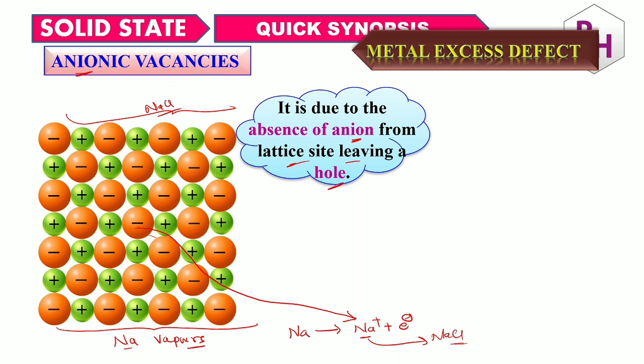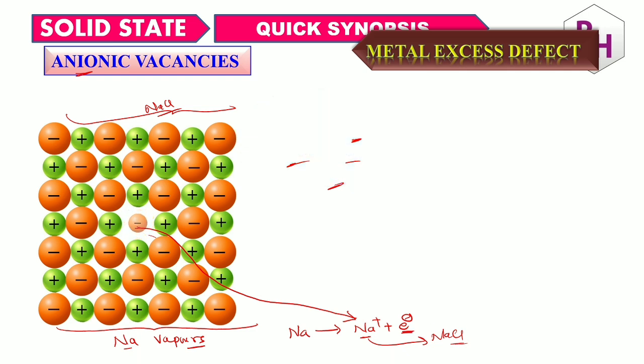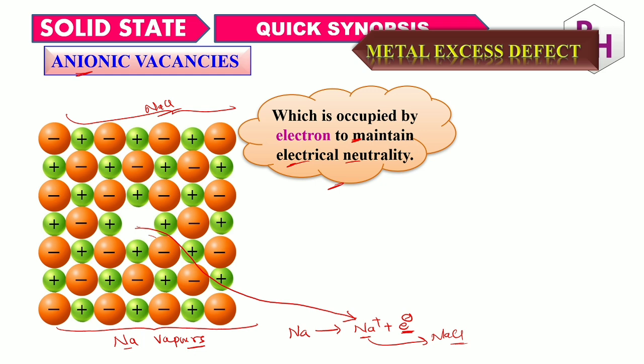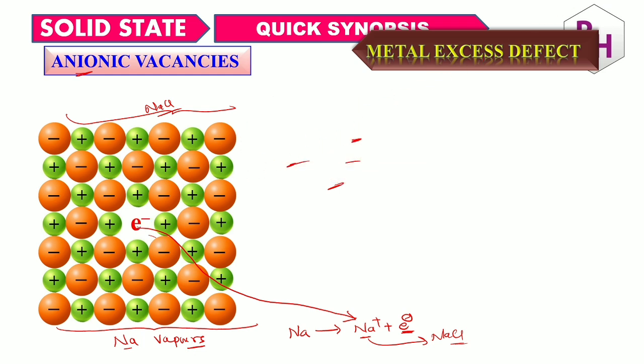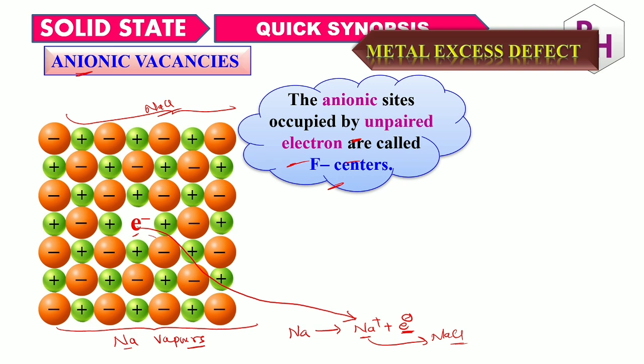This anion site is replaced by what? By an electron. See, like this. That anion is removed, now an electron will replace it. Where will this electron come from? When Na will give its electron, this electron will occupy this place. Hence, remember, my dear students, this anionic site occupied by an electron is called the F center, Farbenzentrum, that is F center.